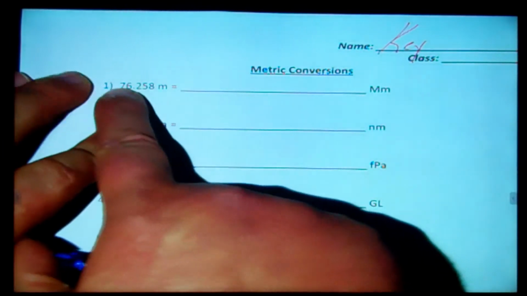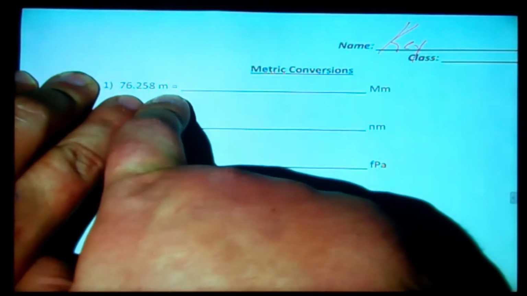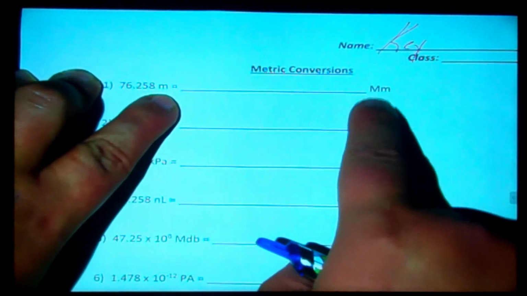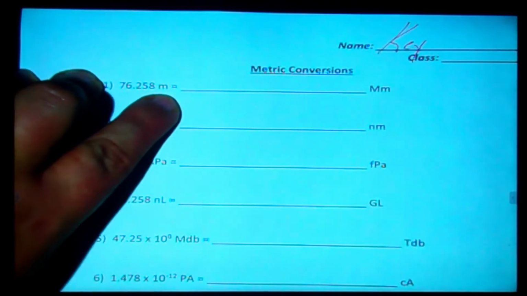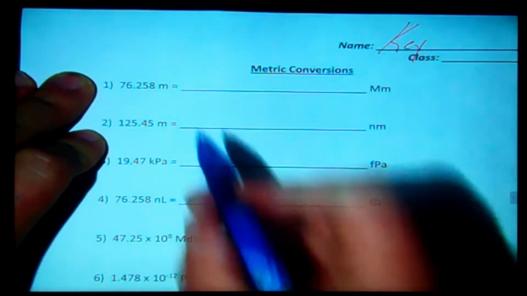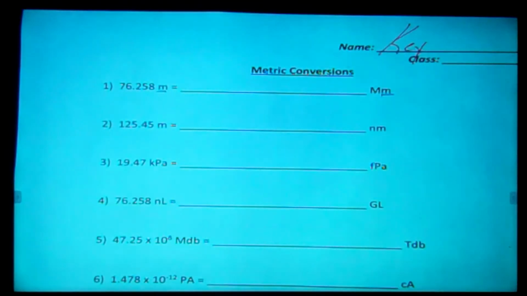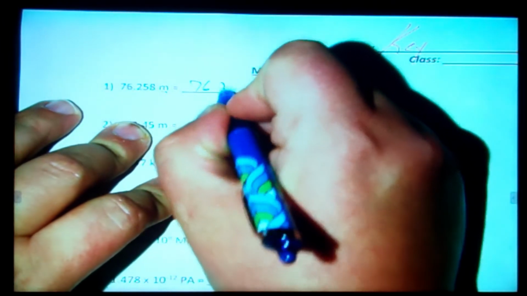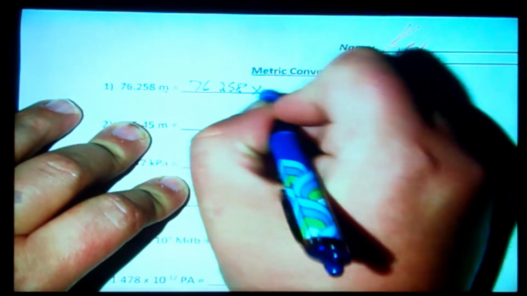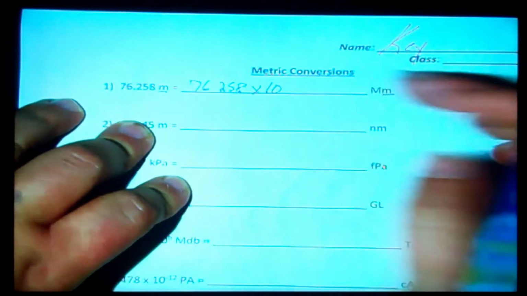So the first one is 76.258 M, stands for meters, equals how many megameters? Find what's the same in both sides. So I have an M and an M. So I now have found my base unit. It doesn't matter if I know that stands for meters or not. Step 2, write it down. 76.258 times 10 to something or another, that exponent.